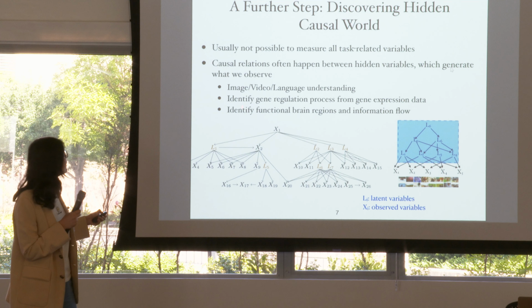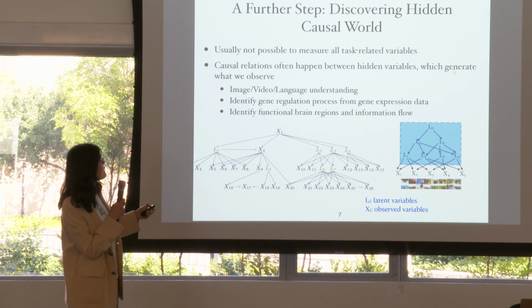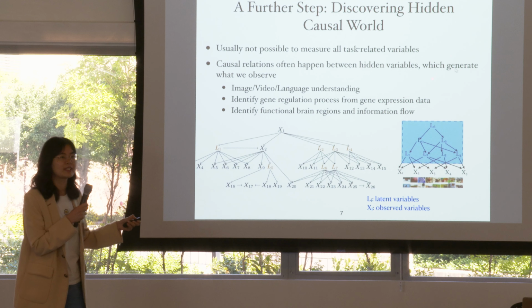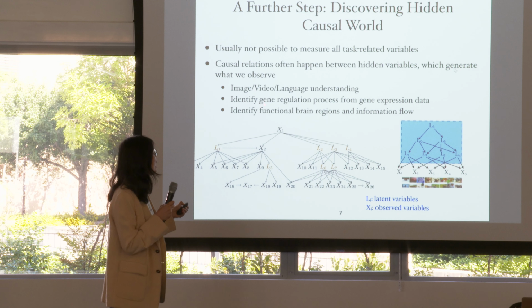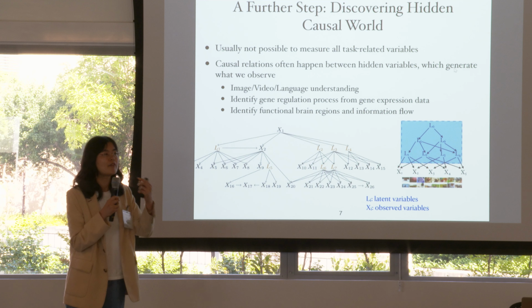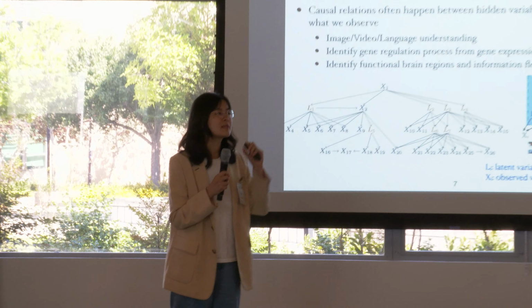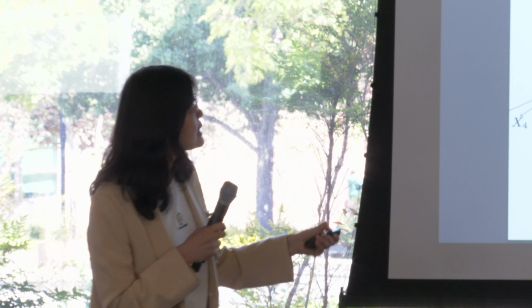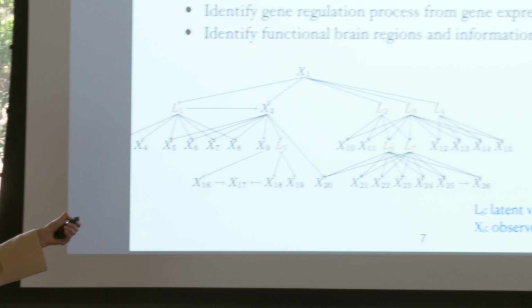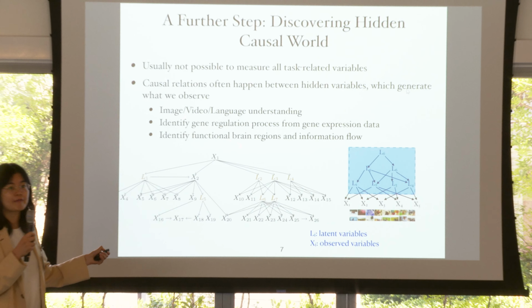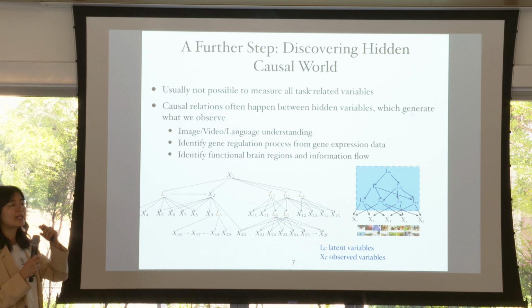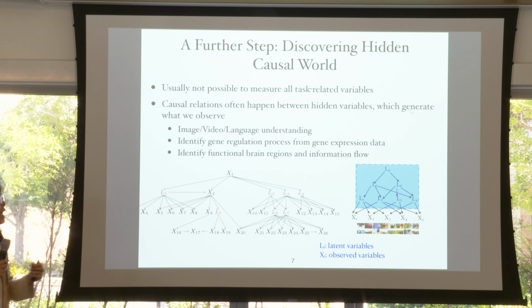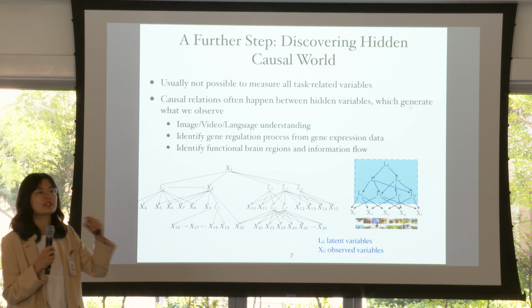The second task could be useful to identify the gene regulation process from gene expression data. We know that usually in biology, we can only measure some of the RNA data. We cannot measure most of the protein data. Then from only the measured RNA data, how can we recover the entire gene regulation process? And furthermore, in neuroscience, from the measured voxel data from fMRI, we want to automatically identify the functional brain regions, as well as the information flow between different brain areas.